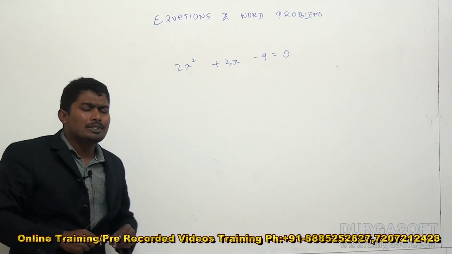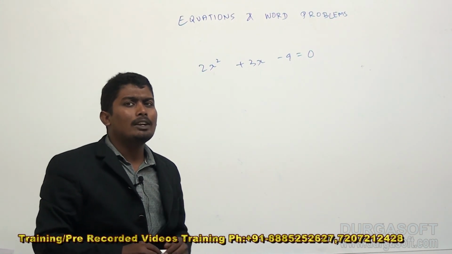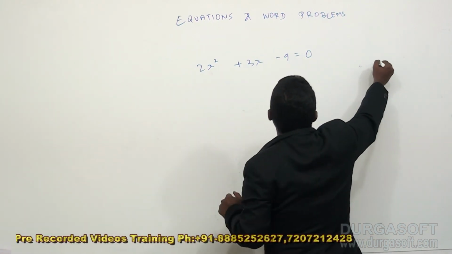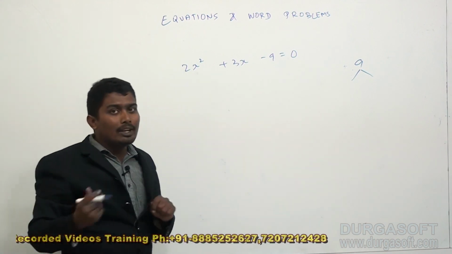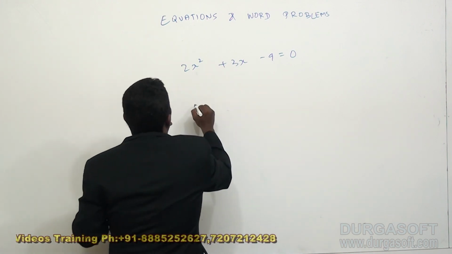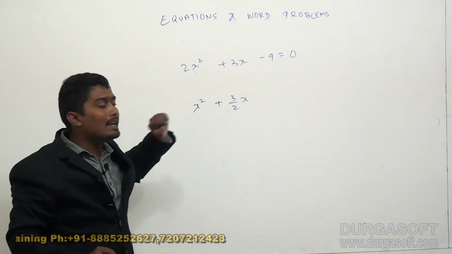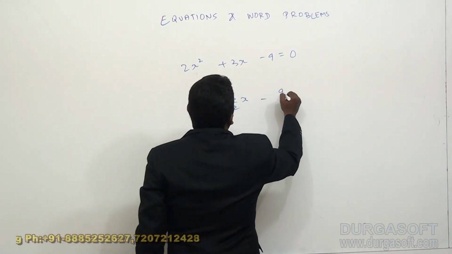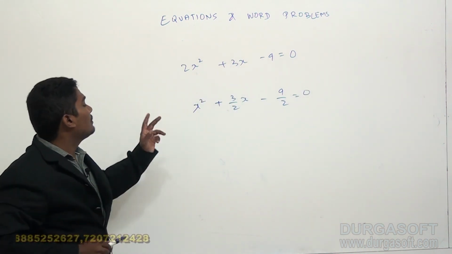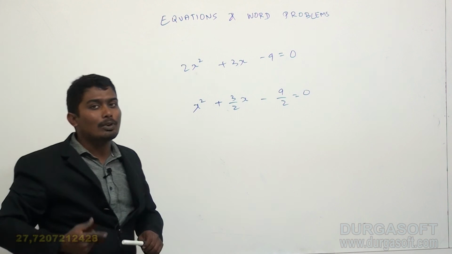Now whenever you get a question like this, what can I do here? It's very simple. Earlier what I did was I divided 9 into two numbers. One way is x square plus 3 by 2x minus 9 by 2 is equal to 0. That is, I will divide the entire equation by 2. That is one way of doing it.